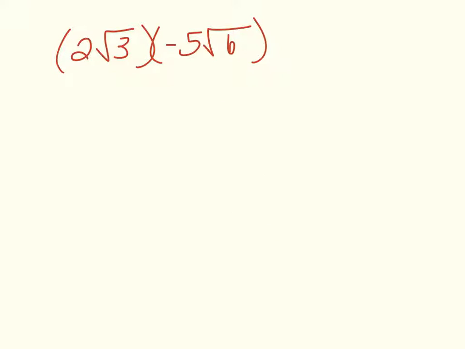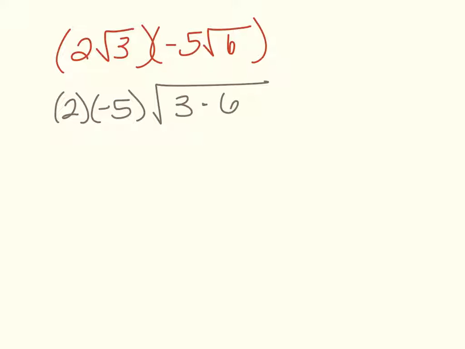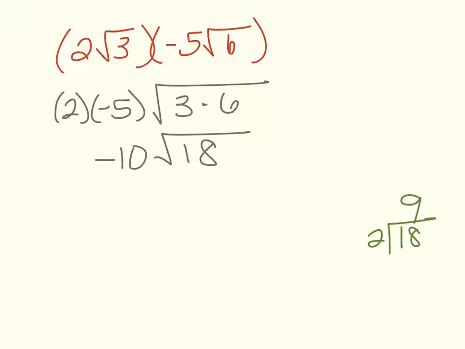Last problem here, when I multiply multiple things, I'm going to multiply the outside numbers times the outside numbers. So I have 2 times -5, the inside numbers times the inside numbers. So when I simplify this just a bit more, I get -10 square root of 18. So from there, I need to simplify. I'm going to break down 18. 2 times 9. Hopefully you recognize the perfect square and you can take out the 3.